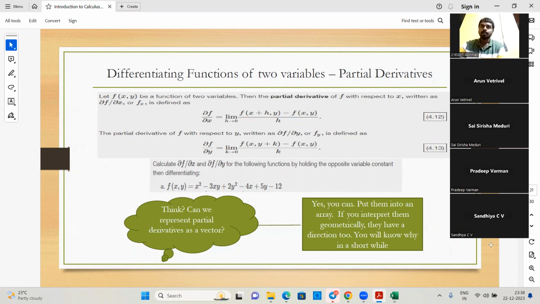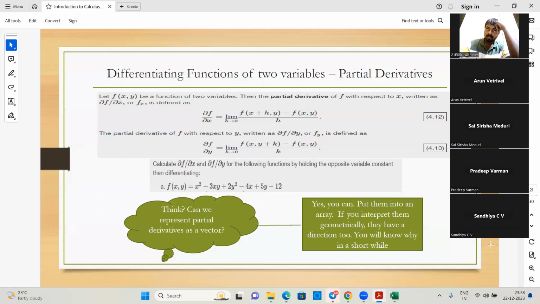Plus the derivative of 2y squared is 4y. X is the constant, so that 4x term is 0. Plus the derivative of 5y is 5. And 12 is the constant, so 0. Perfect, that's right. So we understand how to calculate partial derivatives. It's very easy. Once you understand your basic univariate derivative calculation, partial derivative calculation is very easy.